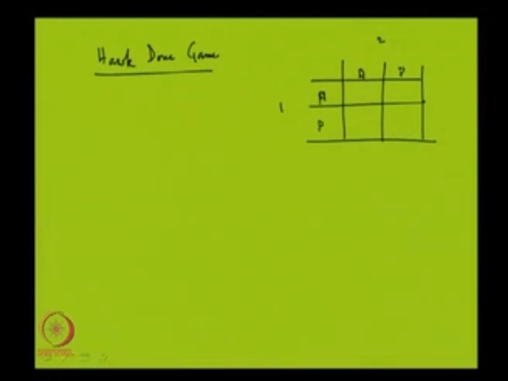Now, to refresh our memory, the hog-dove game that we were familiar with looked like the following. So, this is aggressive-aggressive or the hawk action, and this is the passive action. If both of them are aggressive, they get 0 each. If I am aggressive, I get 3, if the other person is passive, and the other person gets 1 in that case, and if both of them are passive, they get 2 each.